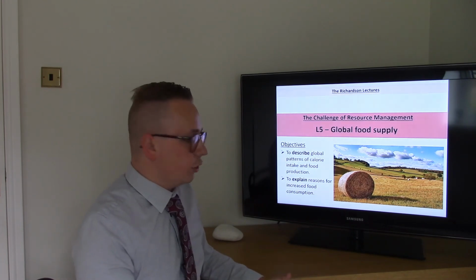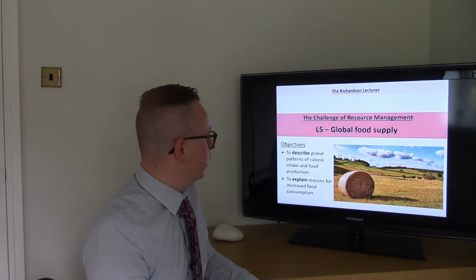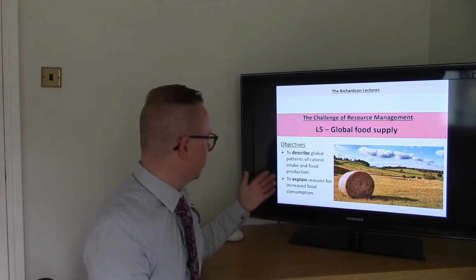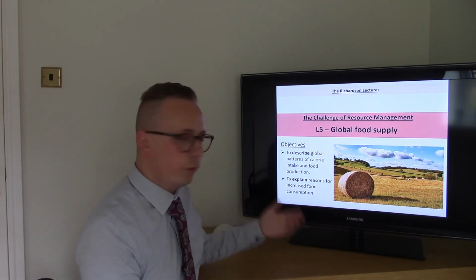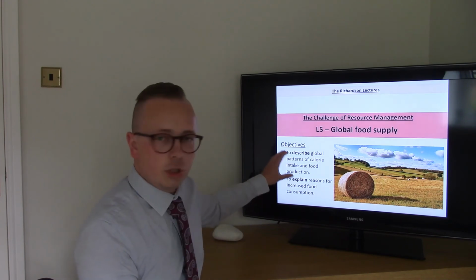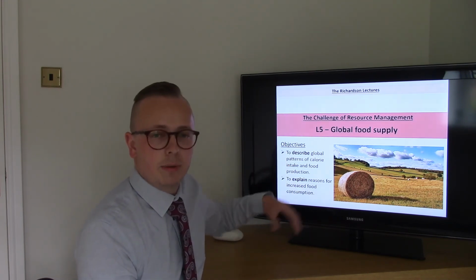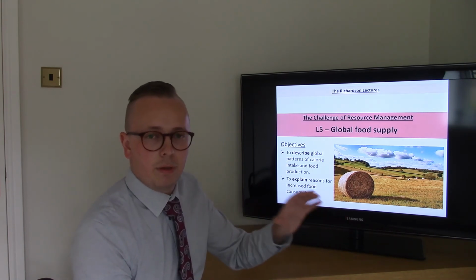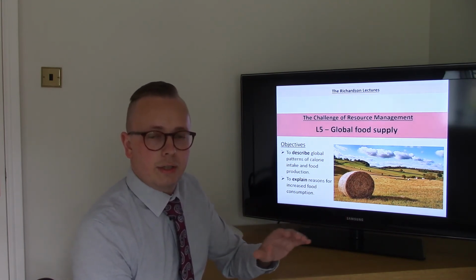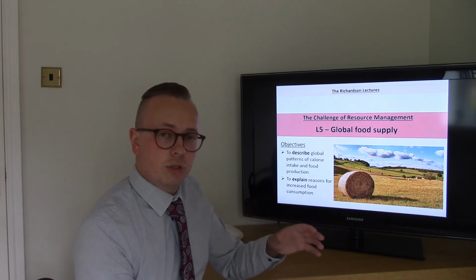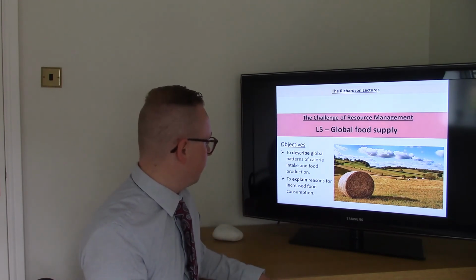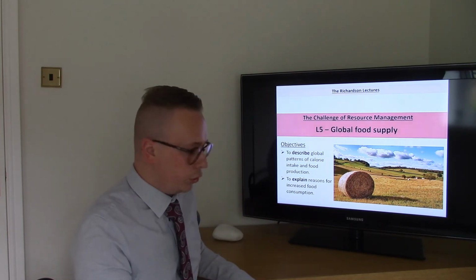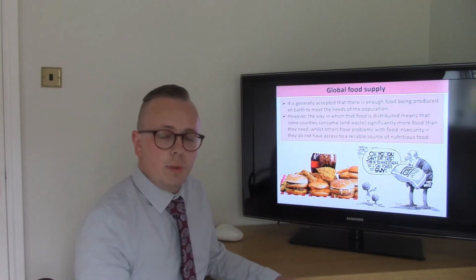So our first lesson of food resources is going to be looking at global food supply. We need to be able to describe global patterns of calorie intake and food production. These feature quite heavily as exam questions, where we're given data response questions with maps of either the world or particular regions and asked to describe and comment on those. We'll see some of those at the end of this video. And then we also need to explain the reasons for increased food consumption. So, a bit of an introduction then.